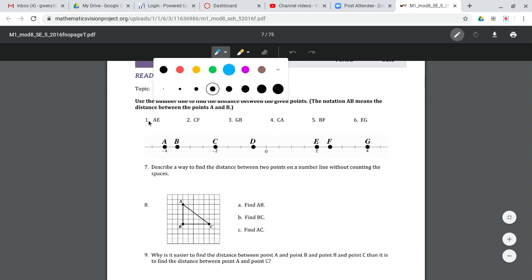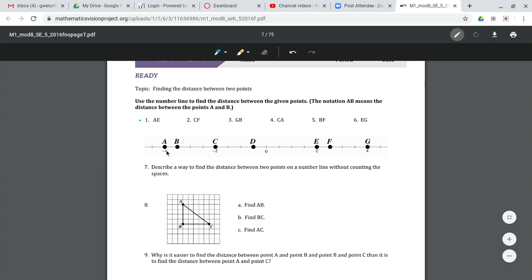Okay, so if we're looking for number 1, we're going from A, which is at -4, to E, which is at 2. So if we use this number line, you should notice it's going up by halves each time, so be careful of that. So here's a half, 1, 1.5, 2, 2.5, 3, 3.5, 4, 4.5, 5, 5.5, 6. So that means that to go from A to E, you're going a distance of 6.